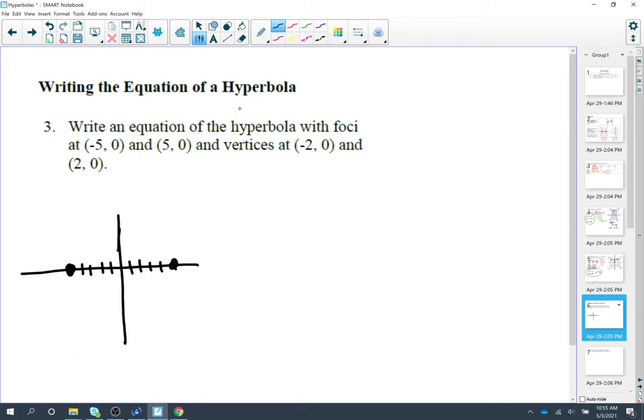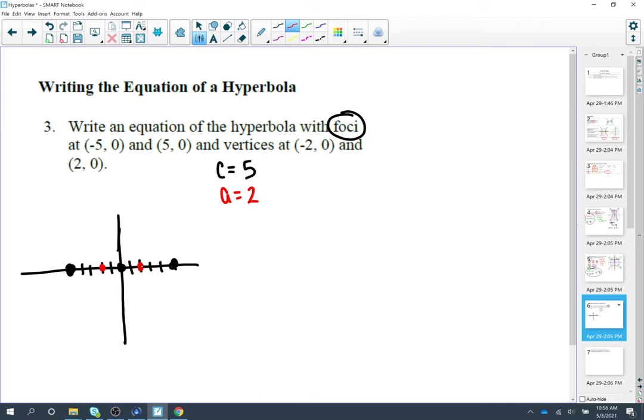Now, if those are the foci, that's telling you your C value, which we now know from our center, which would be right in the middle, is going to be 5. Then it tells us we have vertices at -2 and 2. And if those are your vertices, then we know that our A value is going to be 2. Now we also know, because those are our vertices, that our hyperbola has to cut through.